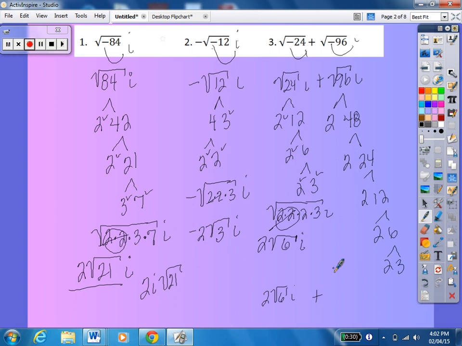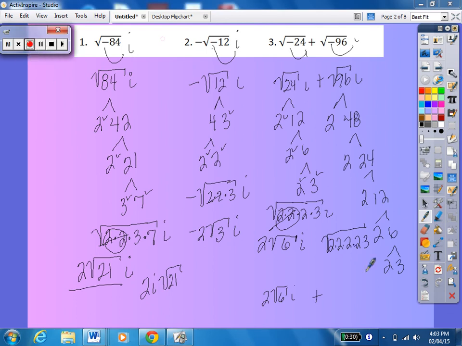Plus. And we're going to do this one. So this one worked out to be 1, 2, 3, 4, 5 2's. So 2 times 2 times 2 times 2 times 3. So hang on a second, let me check my math. 2 times 48. I'm going to pause for a moment.